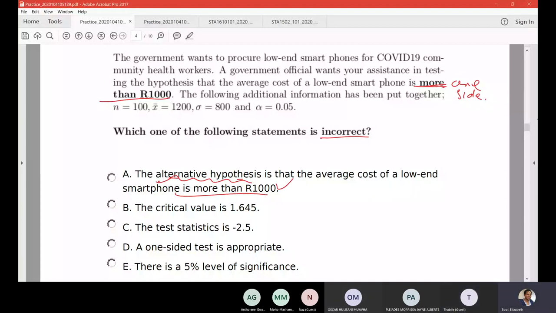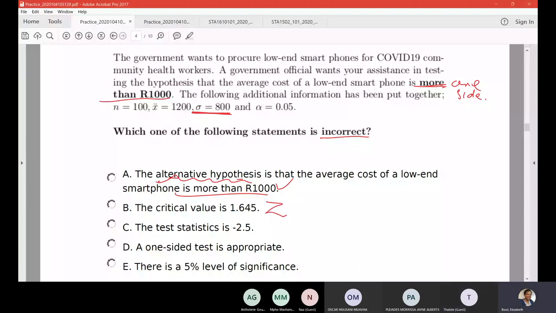The next step, they're asking you what will be the critical value. Based on the information you are given, which is step number two of the null hypothesis, look for those keywords. Is my population standard deviation known? If my population standard deviation is known, therefore it means I must go find the Z critical value.